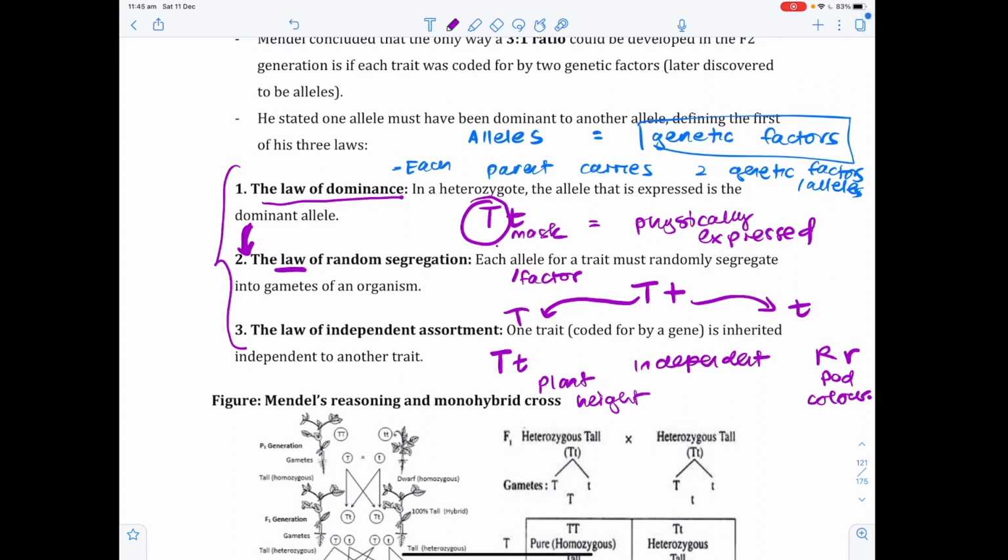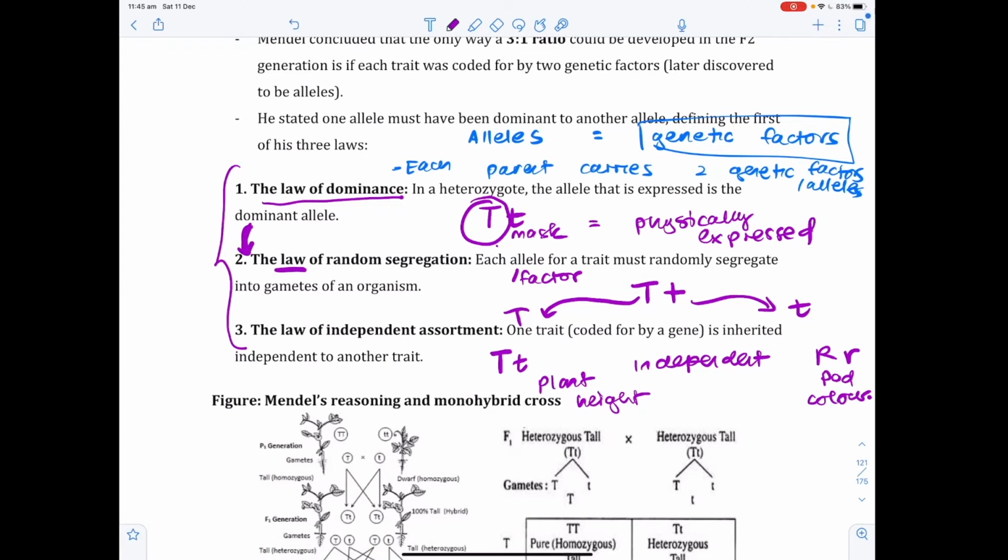Good. Now I'm going to give you all a minute. I want you to very quickly write one line to explain each law in terms of meiosis. So don't worry about the law of dominance. Explain random segregation and independent assortment. How does the statement he's made make sense in relation to the movement of chromosomes?